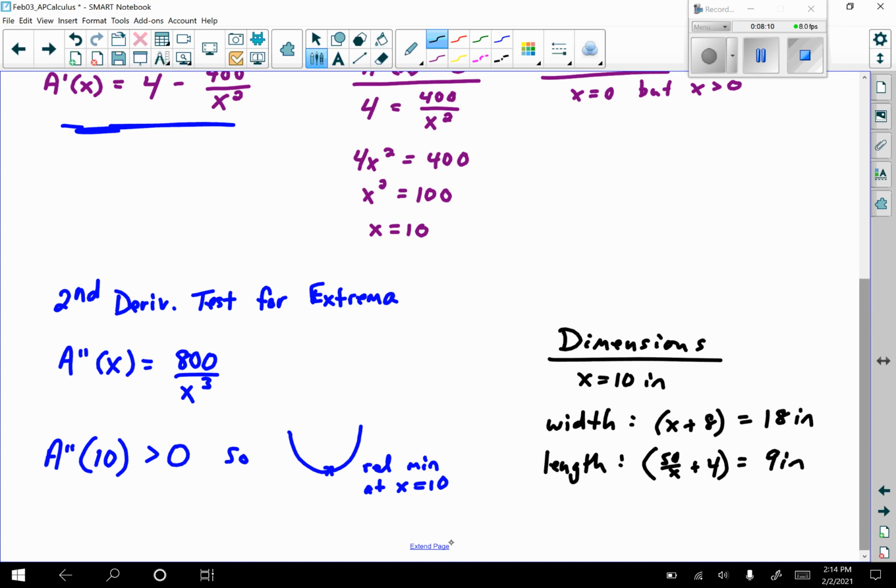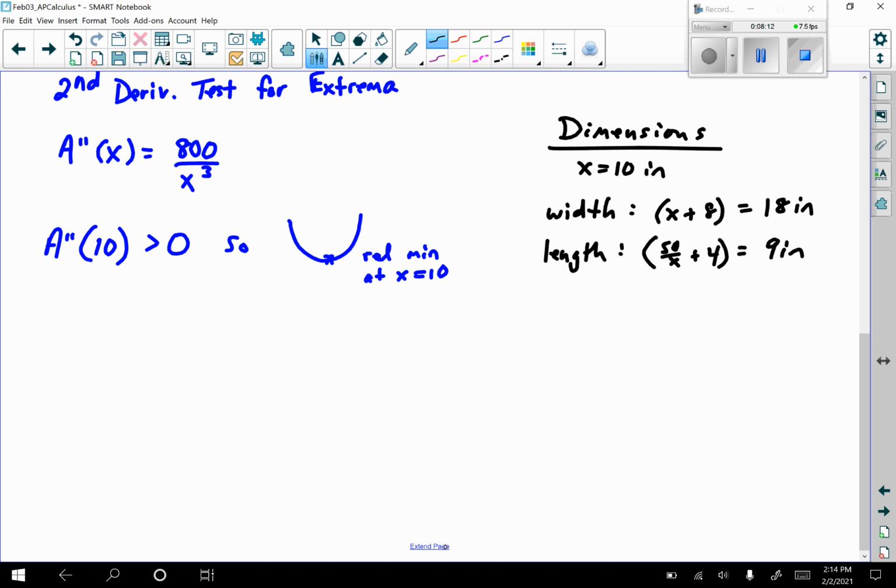So we'll answer this now. So this is just our calculations for this. So now we'll say the overall dimensions that will minimize the amount of paper used are 18 inches by 9 inches.